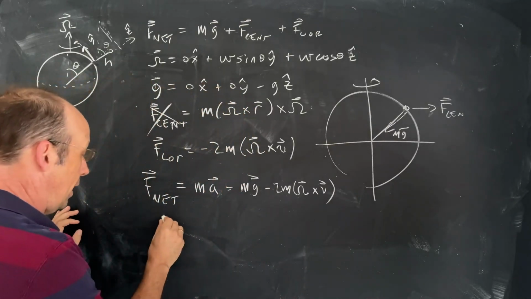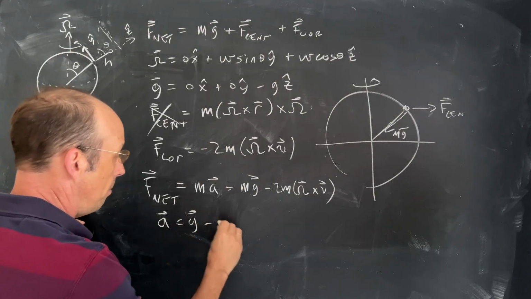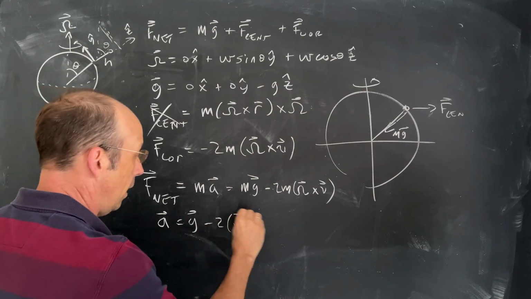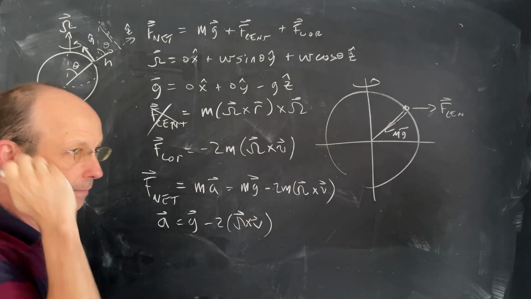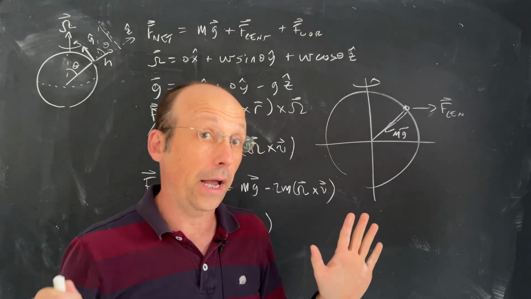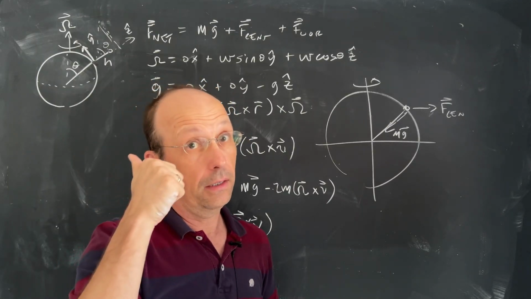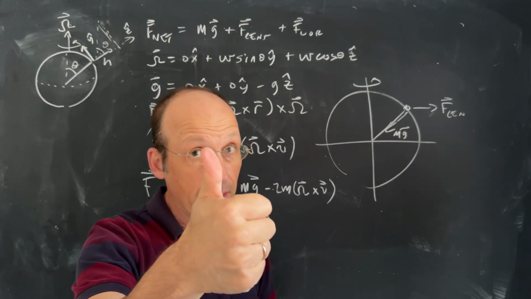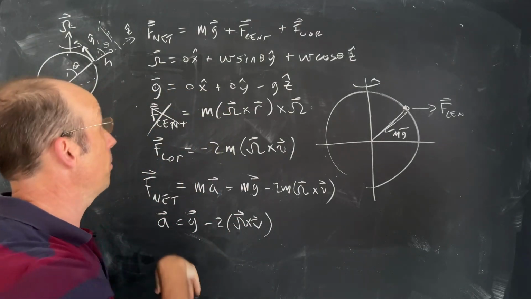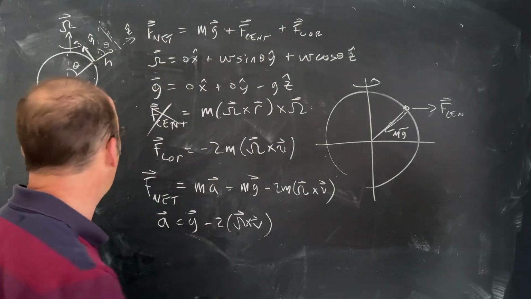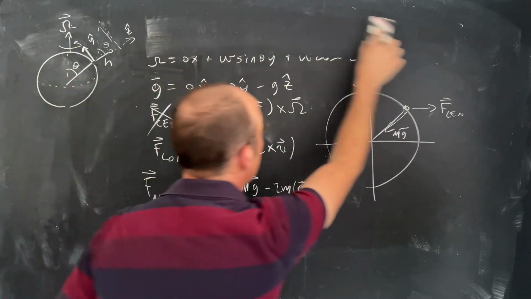So I can just say the acceleration is equal to g minus 2 omega cross v. Oops, I missed the cross. Okay, so that's where we're at. That's the equation we're trying to solve. I want to write the velocity in Cartesian coordinates and find this omega cross v. That's going to be pretty important. But all that other stuff I think I can delete now. Let's delete all that stuff.